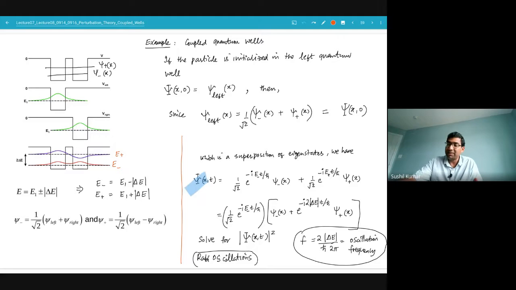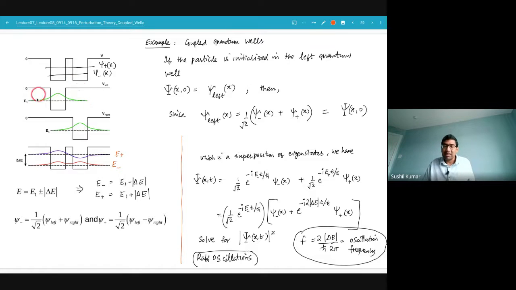At time t, this was time 0, right? At time t, you add two different factors to each one of those. One is e to the minus i E minus t, and one is e to the minus i E plus t. Then you can do the algebra and find the probability density. What you will notice is that the electron sloshes back and forth. You can plot the probability density with time. It is sometimes in this well, and then in this well, then this well, and this well.